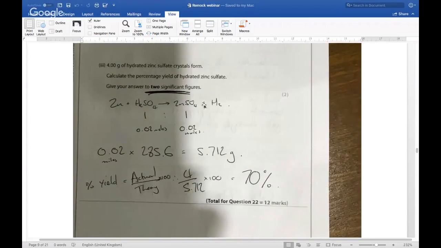Right, you can see how I've done it. First thing I had to do is write out an equation. Zinc plus sulfuric acid goes to zinc sulfate and hydrogen. It's in a 1-to-1. So what's this say now?